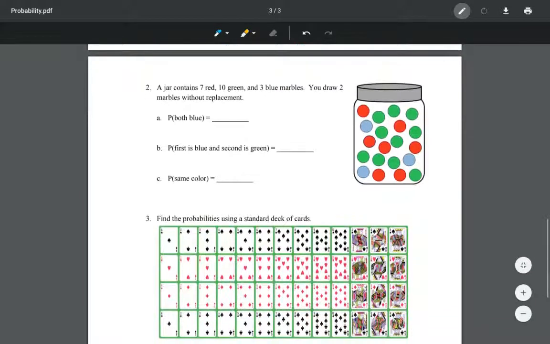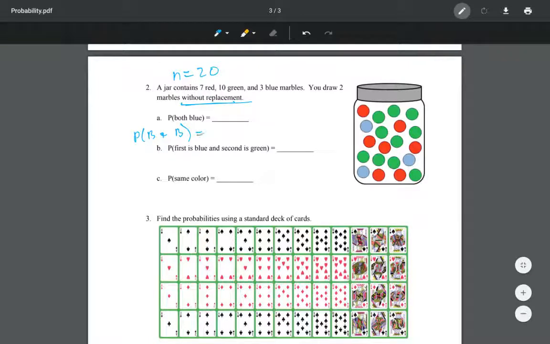Okay, now we're going to use this jar. It's very similar. This time we've got 7 red, 10 green, and 3 blue marbles. So we need N. N is equal to all the marbles in this jar, 7 plus 10 plus 3. That's going to be 20 total. You're going to draw 2 marbles without replacement. This is the same as Sandy eating one, so there's one gone. We're just not going to replace it. We're not going to eat the marble. Okay, so we have the probability that they're both blue. So probability blue and blue.